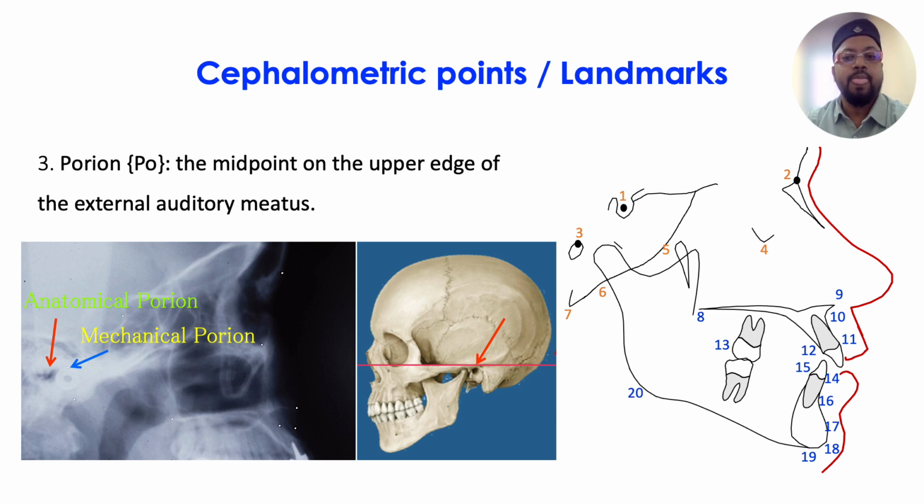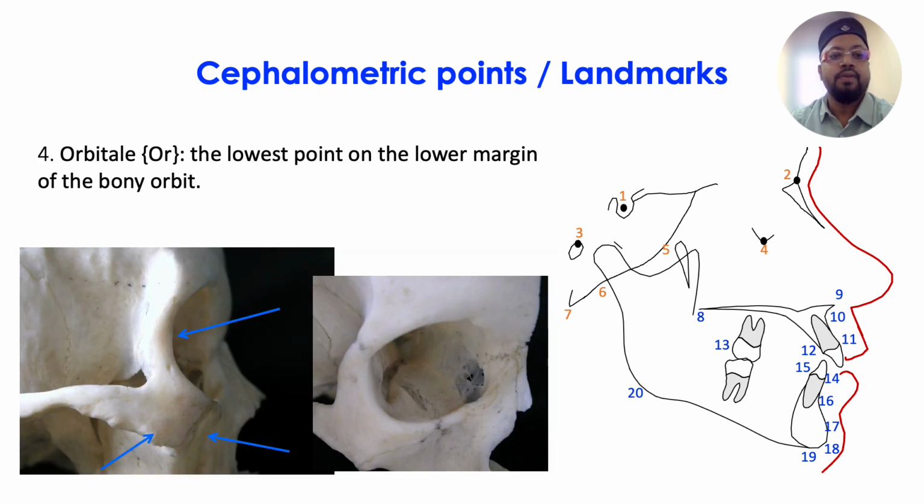Next point is orbitale. Orbitale, the lowest point on the lower margin of the bony orbit. If you see the orbital lateral line, the lowest point is marked in the tracing number 4. So that is orbitale, the red arrow showing orbitale.